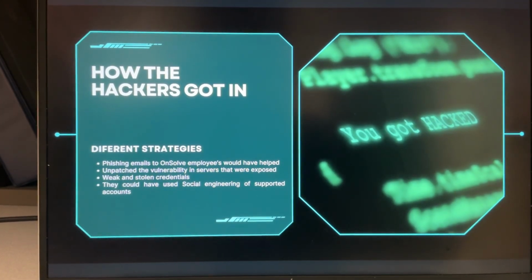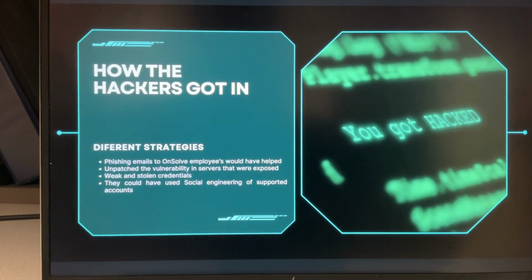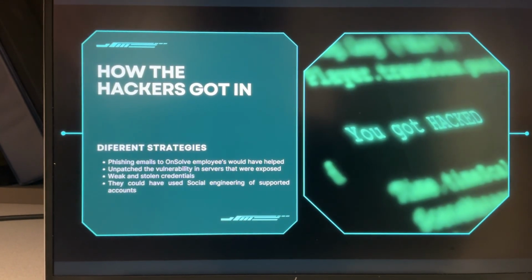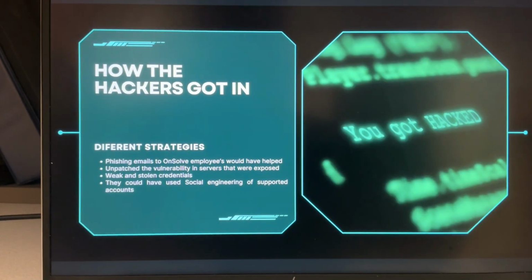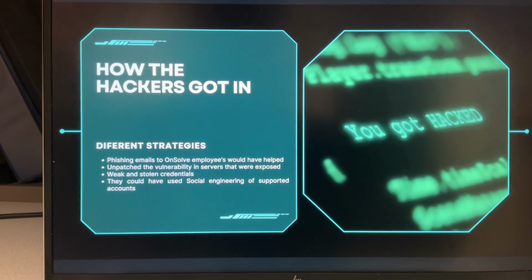The attack was carried out by a ransomware attack group. I'm pretty sure I didn't put it in the slides, but I think it was called INC Ransom, and I'm like 90% sure they were paid to go through with this attack.